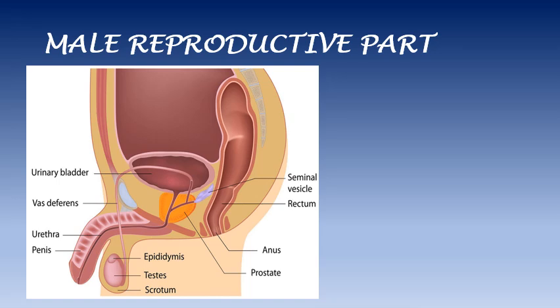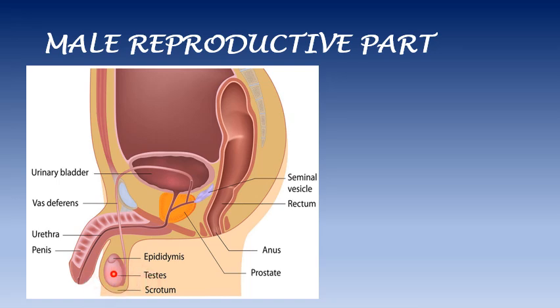It mainly consists of both external as well as internal organs. What are the external organs present here? The external organs present are the penis. Have a look at this picture, children. This is called the penis, and we have a scrotum, and testes. So these are testes.